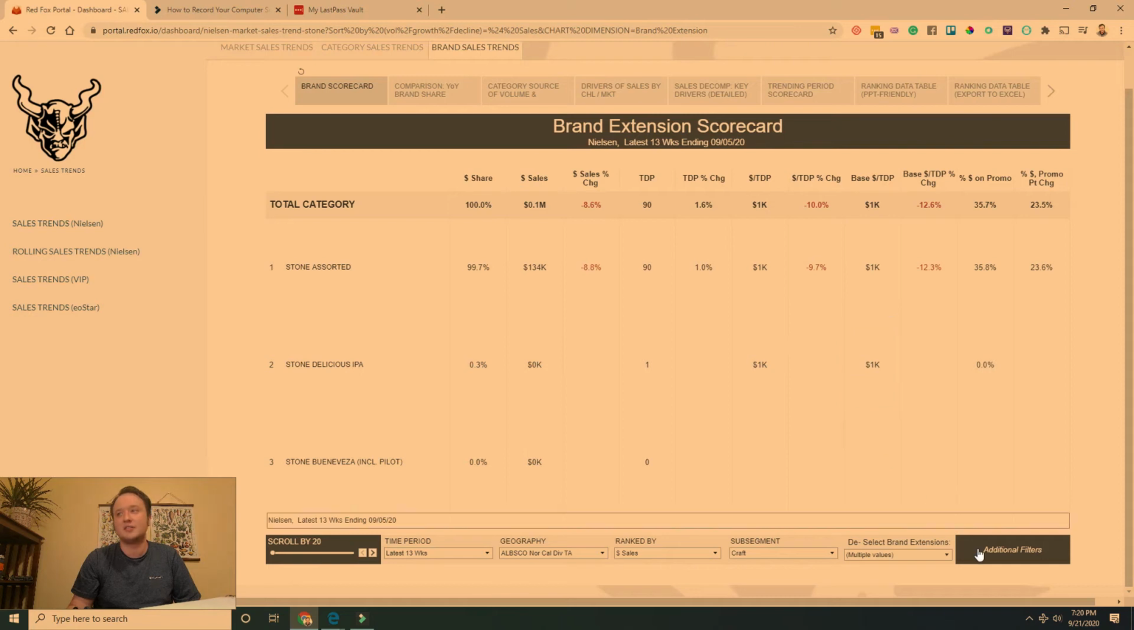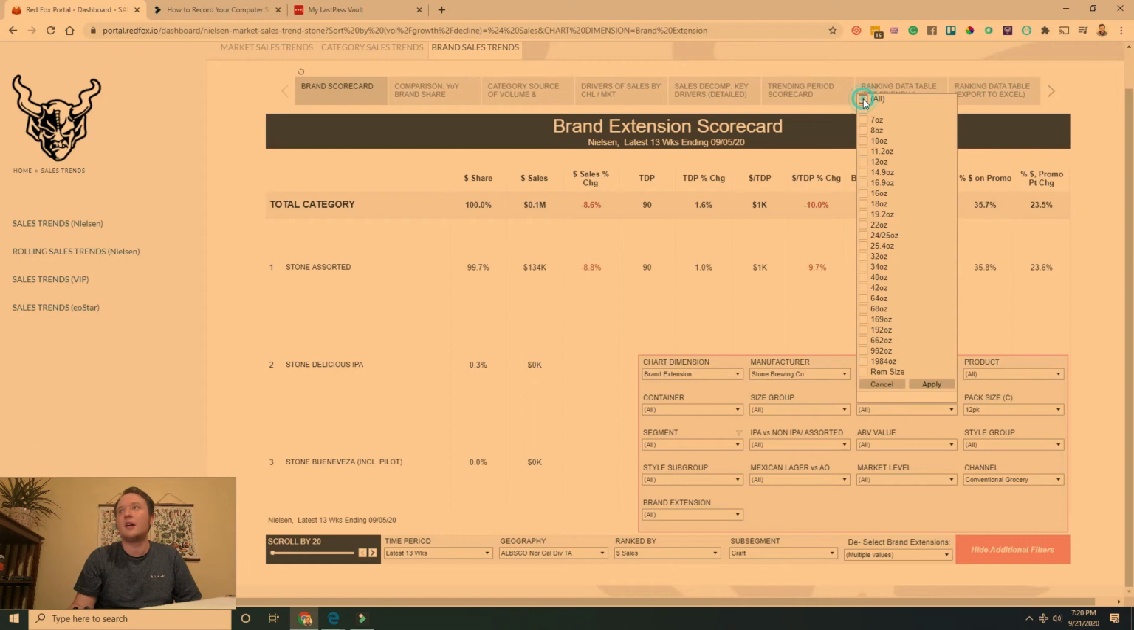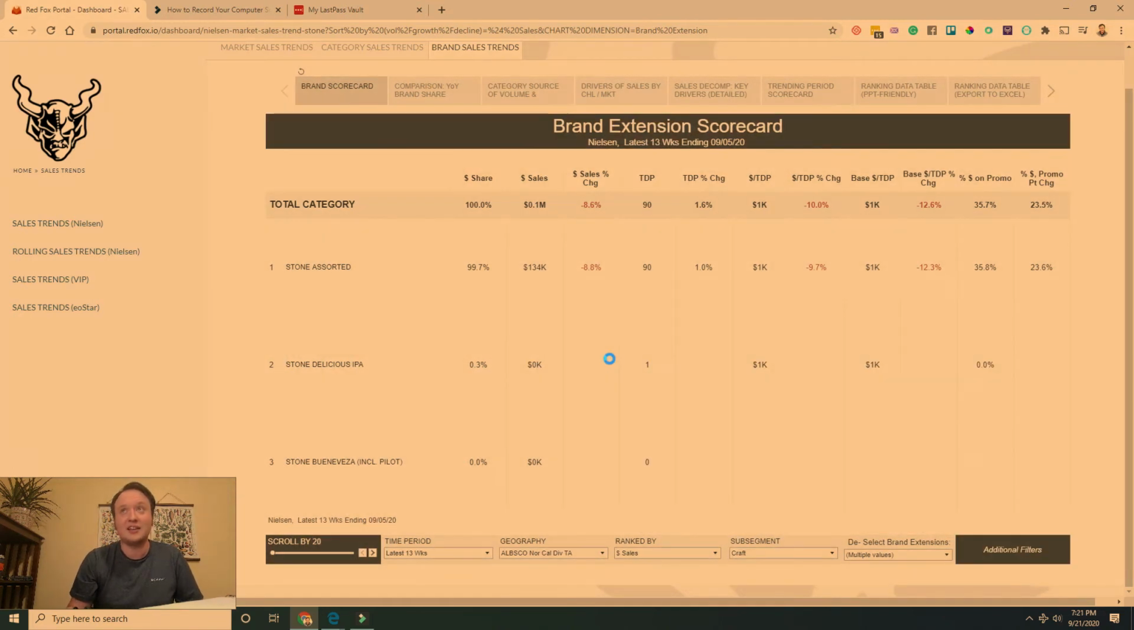Different, in fact, I'm going to switch up one thing. Give me 1 second, guys. I'm instead going to look at 12-ounce 12-packs. And we can see that actually doesn't change anything. Anything that is a 12-pack, I think, is actually a 12-ounce 12-pack. So we see that Stone Assorted here is the majority of the sales. Look at that, 99.7% of the sales.